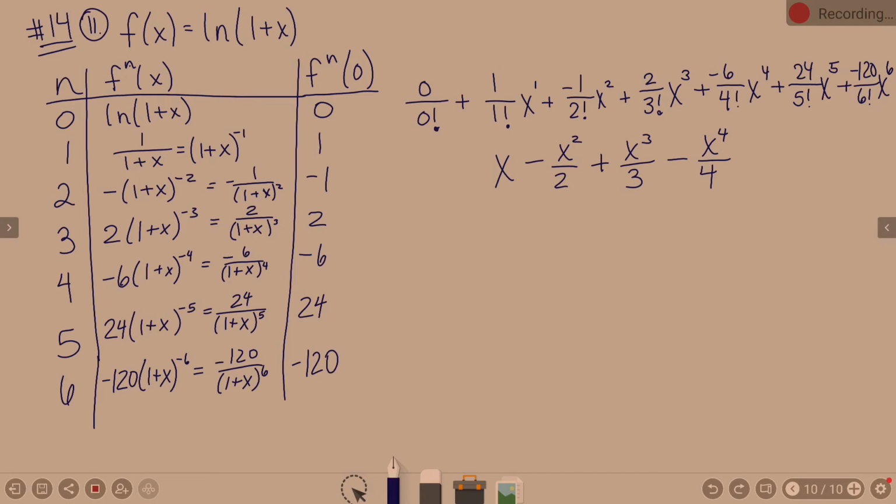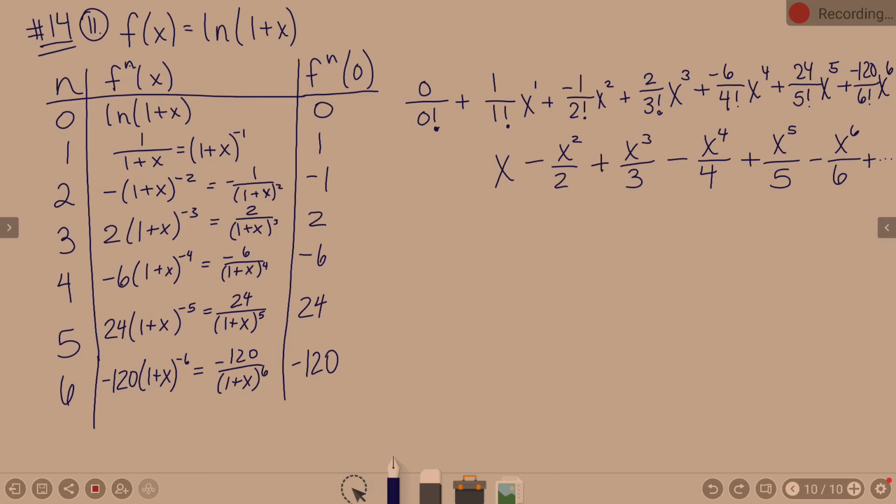So 5 factorial is 120. 24 over 120, guess what? Are you seeing the pattern here? It ends up being 1/5. So this is plus x to the 5th over 5. Next one's minus. Hey, guess what? It's a 120. If you think about it, 5 factorial was 120, right? So this is 120 times 6, which is just going to be 1/6. So x to the 6th over 6. Plus, I can say dot, dot, dot. Okay? So there is your Maclaurin series.